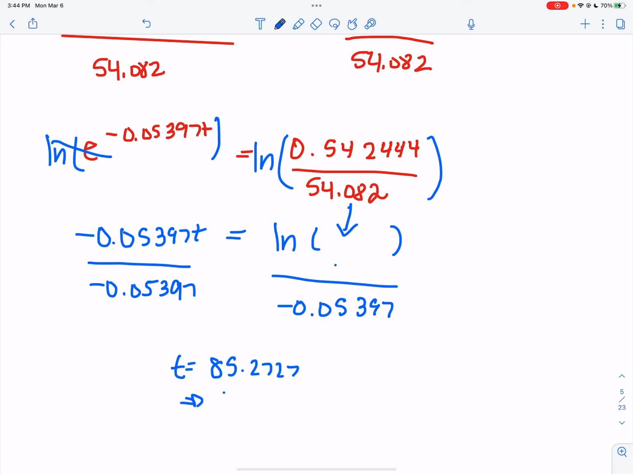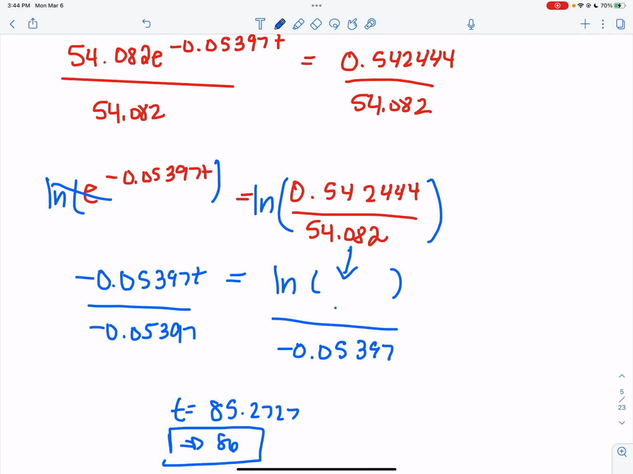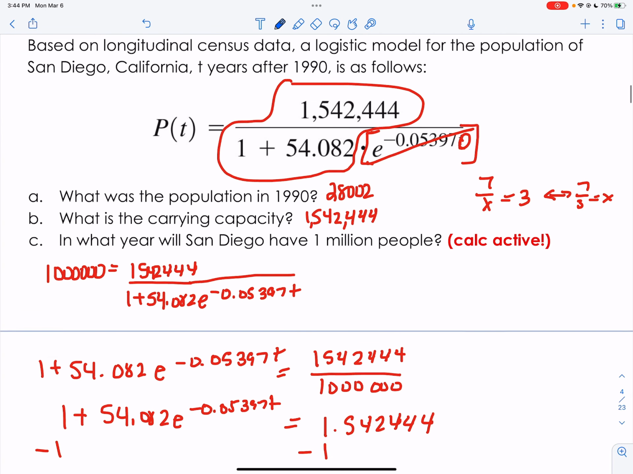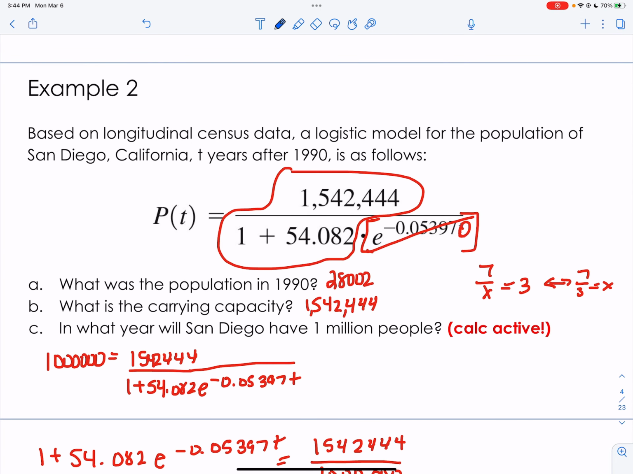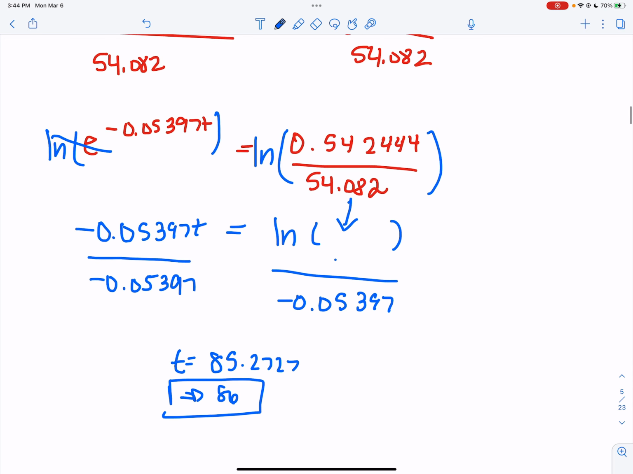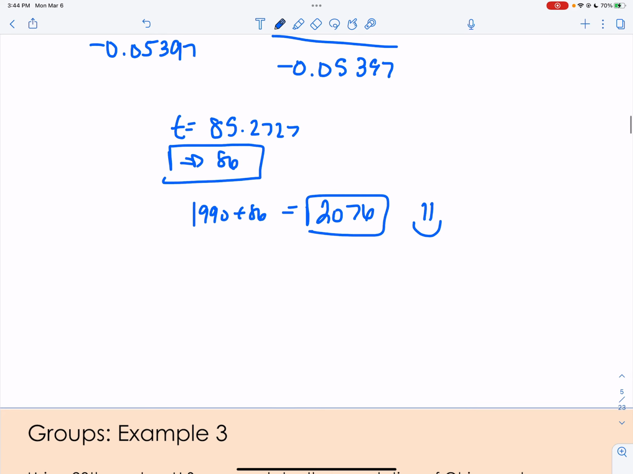And I'm going to round this up to 86 because I feel like with these types of problems, we kind of want to round it to the nearest whole number. And since it is in terms of population, I'm just going to round this up. Now, for C, our answer is not 86. It tells us in what year. So we found out T was 86 years after 1990. So what we're going to do is add 1990 and 86, and that's going to give us 2076 as our final answer. I know. Pretty final.